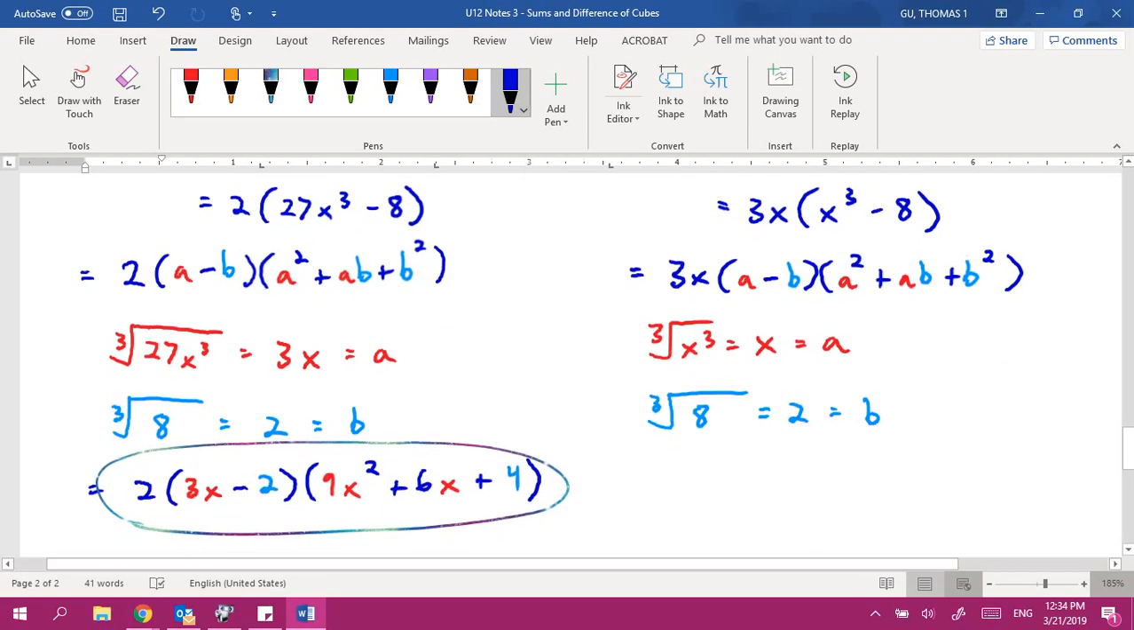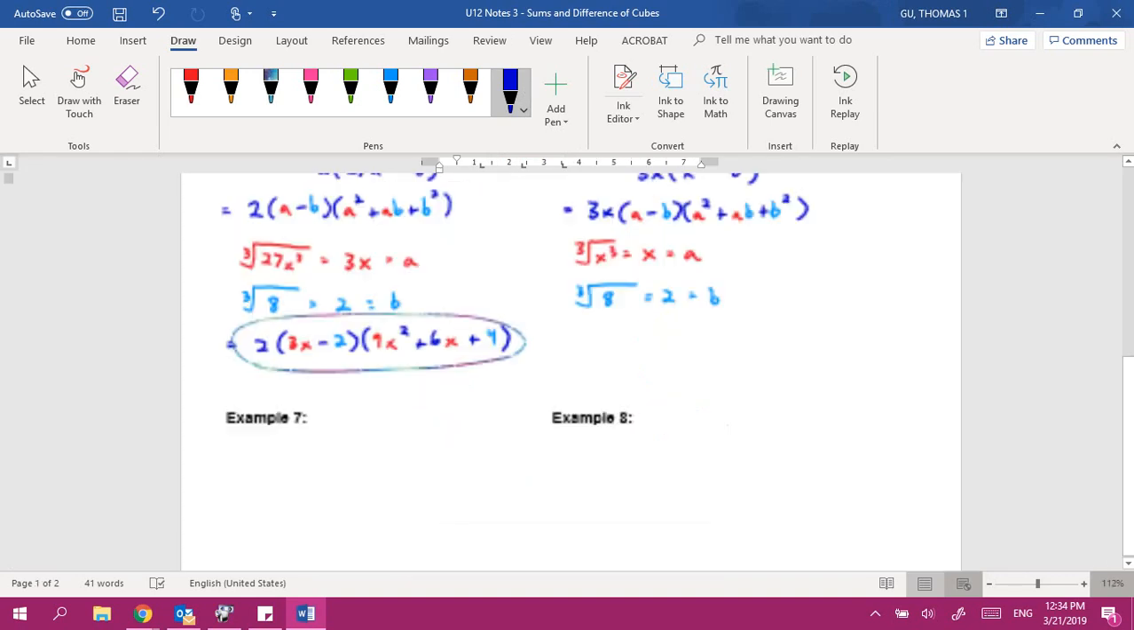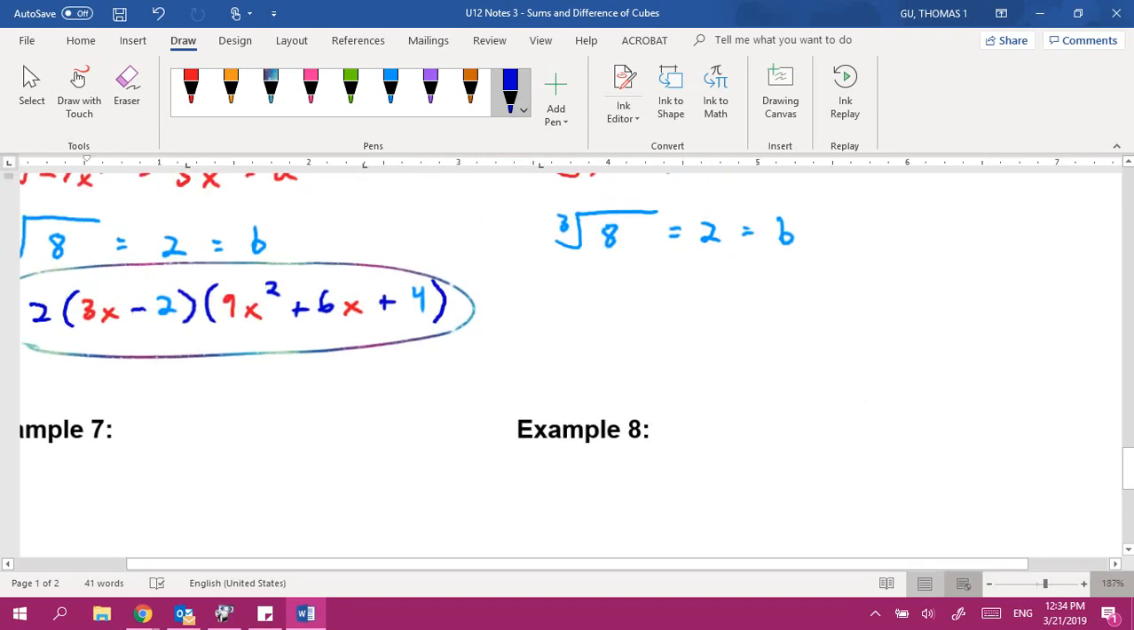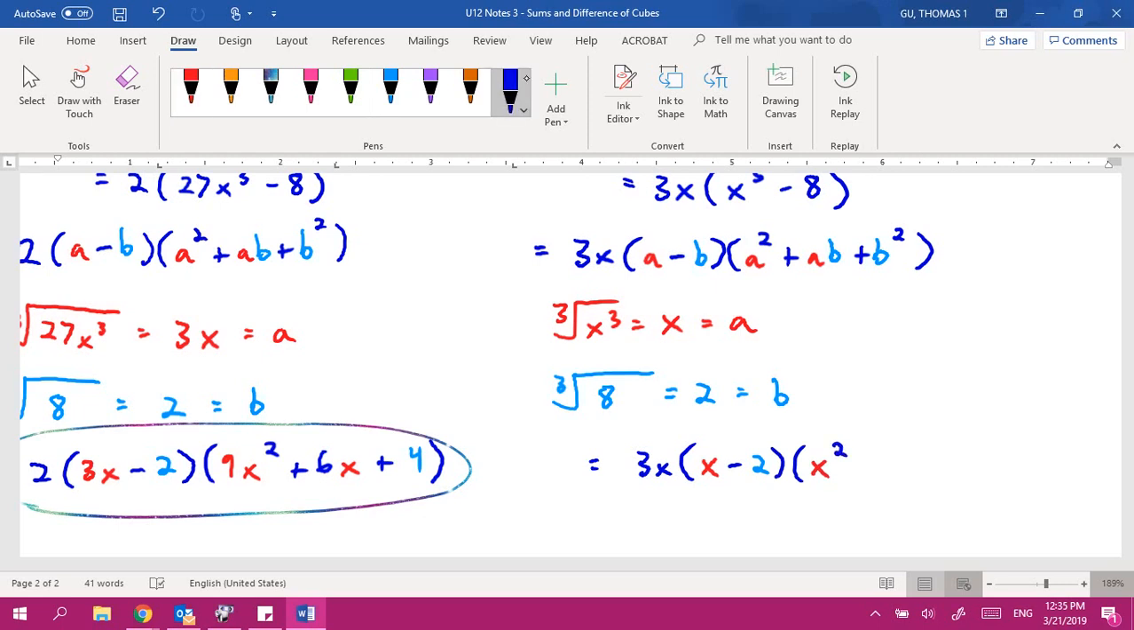All right, so we found our a and our b, so let's write our final answer. What's my final answer going to be? 3x times x minus 2 times x squared plus 2x plus 4. That's right.